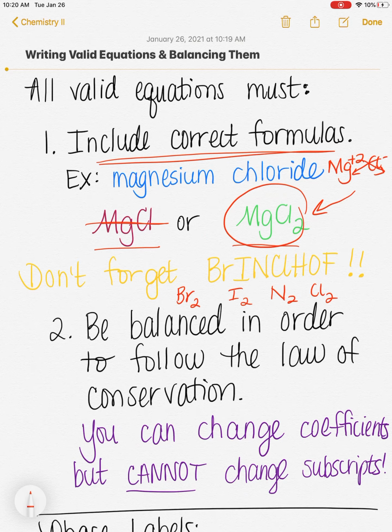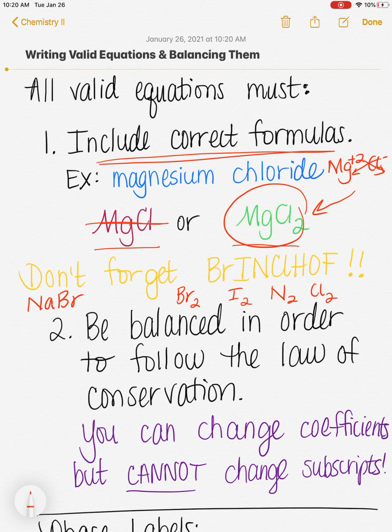If on the other hand it says magnesium bromide, then you have to write the formula for magnesium bromide, or sodium bromide. Sodium bromide would just be NaBr, because sodium is a +1, bromine is a -1, so it would just be a 1-to-1 ratio.